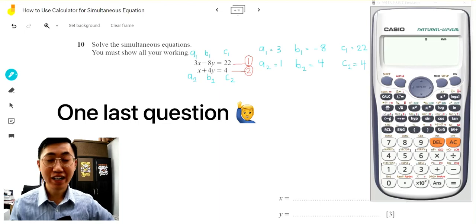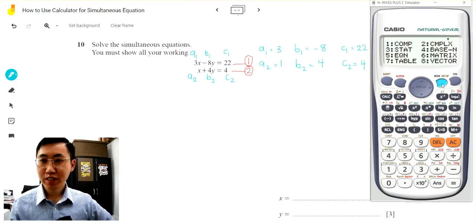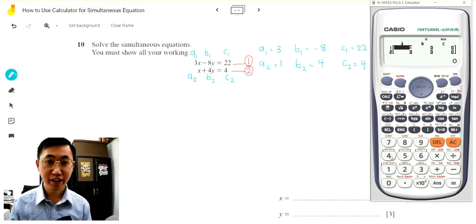Okay, teacher show one last time, okay? So we are going to press mode. Go for number 5 for equation and then number 1, okay? So after that, let's key in our A1. So that will be 3, equal. So this one, B1 is minus 8, negative 8. Be very careful. So I'm going to key in negative 8. C1 is 22, so just follow, equal.